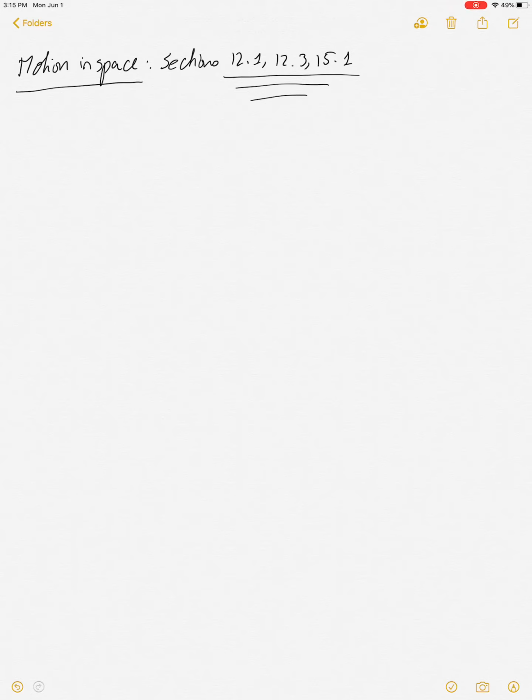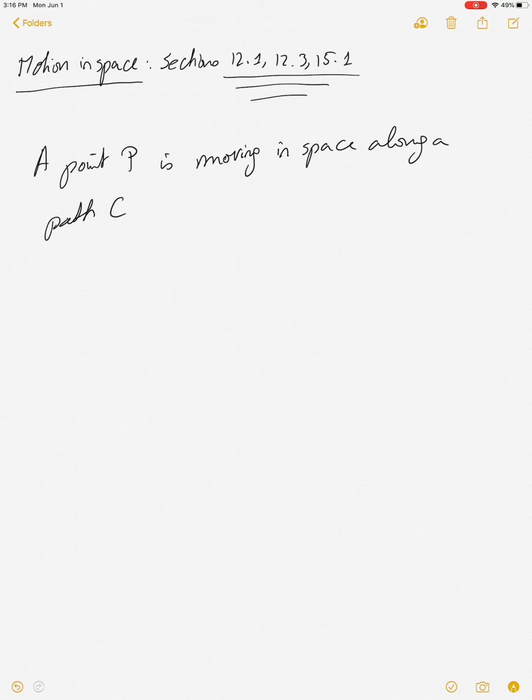So let's say I have a point P, which is mainly a particle. Point P is moving in space. It can move in 2 dimensions, 3 dimensions, or in n dimensions, but let's say it's moving in space along a path C during an interval of time t between A and B.